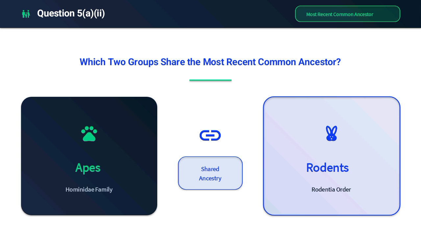Looking at the evolutionary tree, we need to find where two branches split most recently. According to the diagram, apes and rodents share the most recent common ancestor. This means they diverged from each other more recently than from any other group shown. So the answer is apes and rodents.